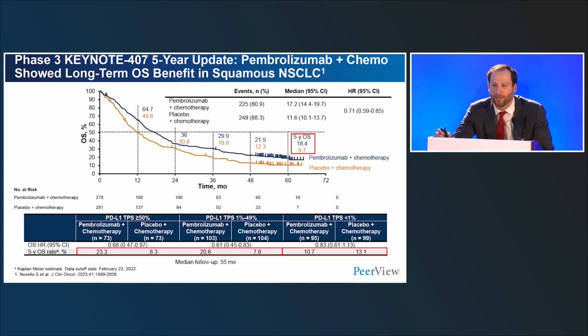So here, Dr. Brahmer did a great job reviewing the data for non-squamous. I'm just going to highlight some of the pivotal data for squamous non-small cell lung cancer. Similar to the Keynote 189 trial, there was a Keynote 407 trial that had a 5-year update that showed similar 5-year overall survival benefit in squamous non-small cell lung cancer. And as you can see, if you squint on the bottom, you can see increasing 5-year overall survival, not unexpectedly, as you go up in PD-L1 expression. So very similar to what we see for non-squamous.